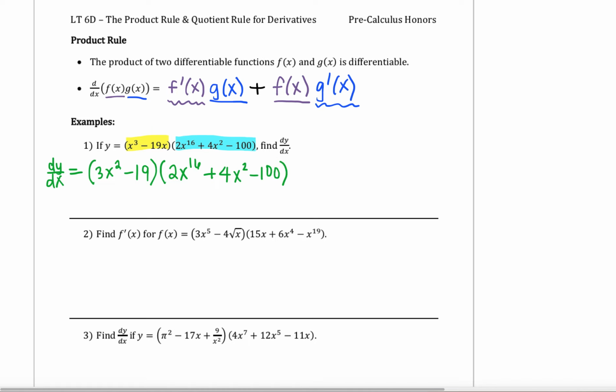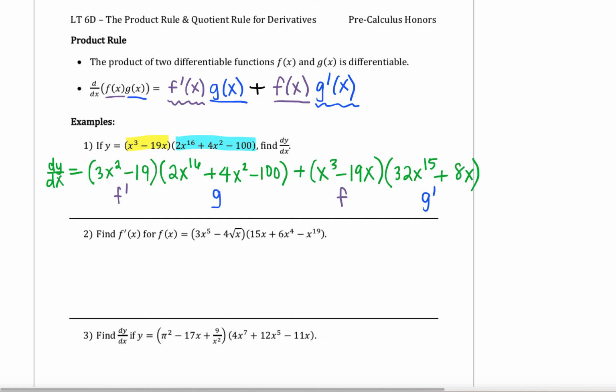So here down below, if I were to label these, this would be my f prime, and this would be my g. So I took the derivative of the first function, kept the second function the same, plus I'm now going to keep the first function the same. So the x cubed minus 19x, that would be our f, times I now am going to differentiate the 2x to the 16th function. And that would give us 32x to the 15th using the power rule, plus 8x, and then we know the derivative of any constant would drop to 0. So that would be the end of our derivative here of g, or our g prime.